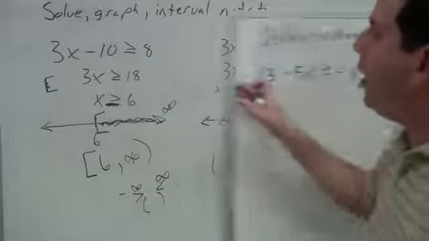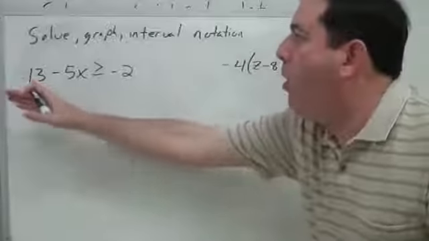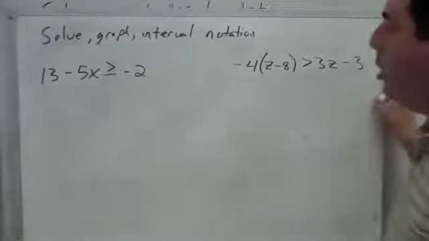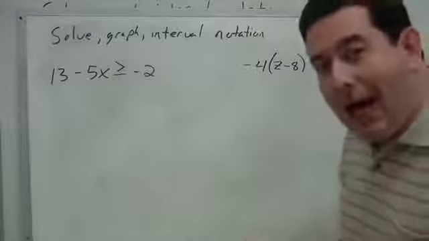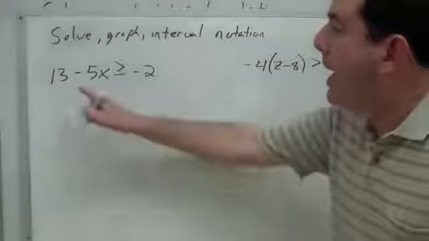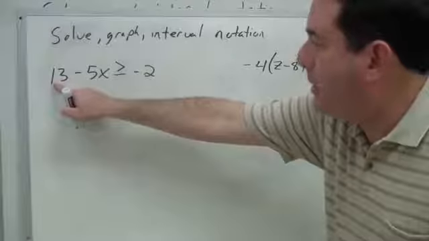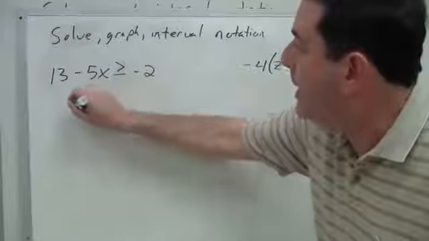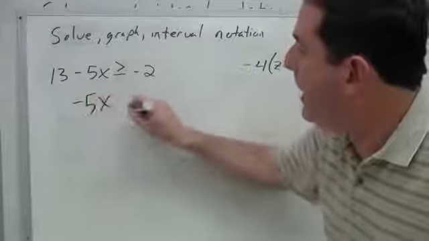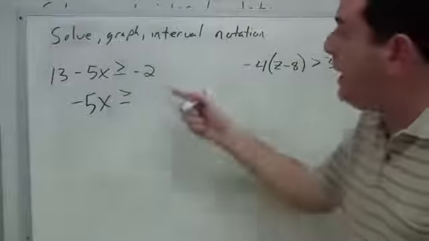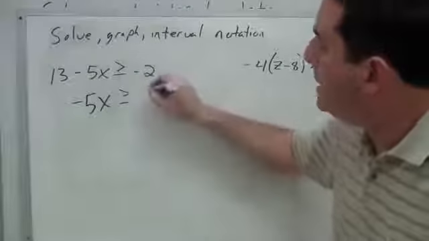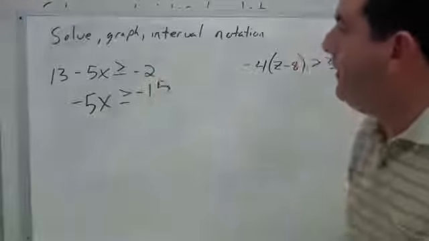Let's look at a little bit harder inequality for us to try to solve. For instance, this one. First, let's isolate the variable on one side. That means I need to subtract 13 from both sides. This would give me minus 5x greater than or equal to, if we subtract 13, minus 2 minus 13 is minus 15.